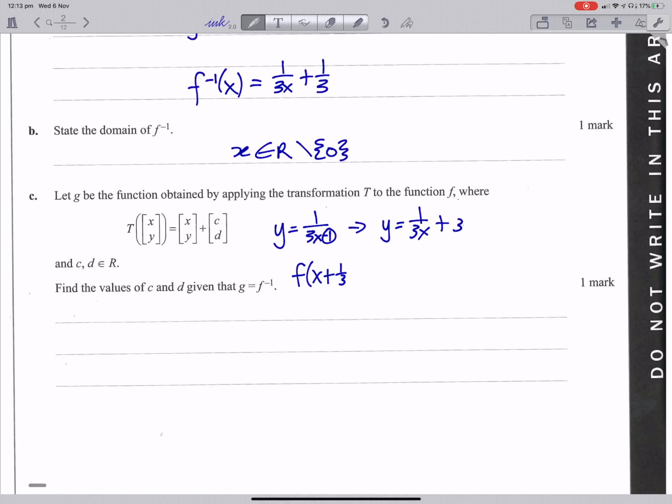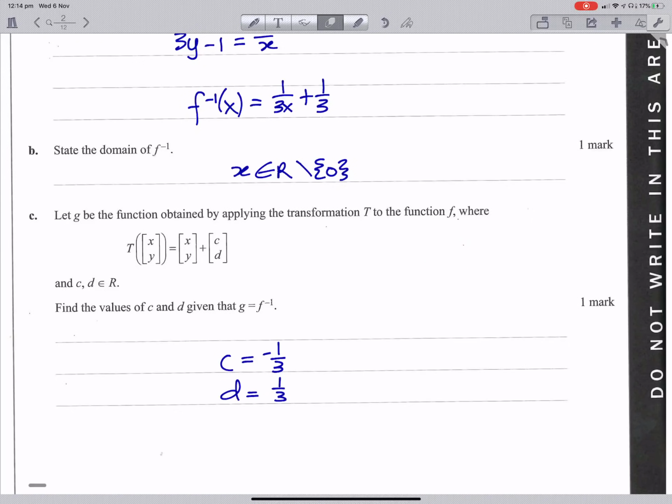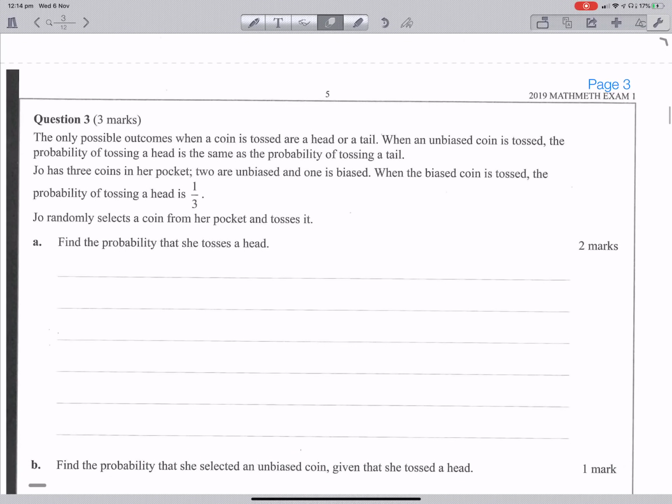So that translates it 1/3 of a unit to the left. So c is negative 1/3. And then we've got to translate it up 1/3. So d is equal to 1/3. So all I did was look and see what transformations I needed to do to get it to move.